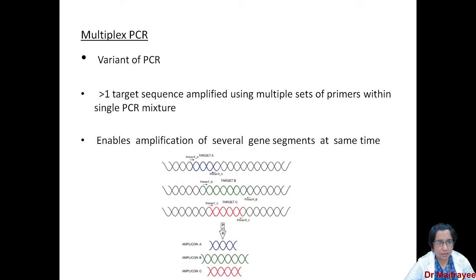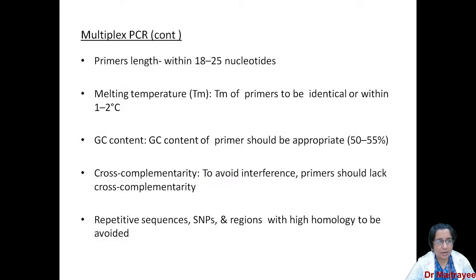Coming to multiplex PCR, this is a variant of PCR. In this, more than one target sequence is amplified using multiple sets of primers within a single PCR mixture. This enables amplification of several gene segments at the same time. Primer lengths are within 18 to 25 nucleotides. The melting temperature of the primers needs to be identical or within 1 to 2 degrees centigrade. The GC content of the primers should be appropriate, around 50 to 55%. To avoid interference, primers should lack cross-complementarity. Repetitive sequences, regions with high homologies, and single nucleotide polymorphisms are to be avoided.